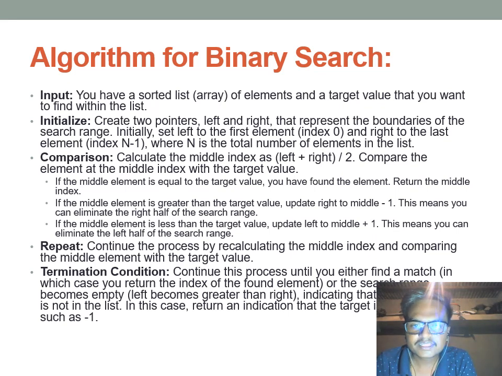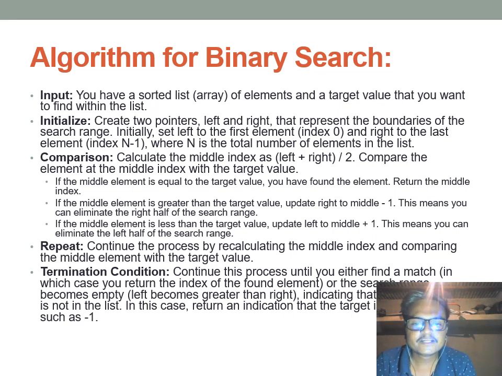If your middle element is equal to the target value, you have found the element and return the index. If the middle element is greater than the target value, then update right to middle minus 1. This means you can eliminate the right half of the search range because your middle element is greater than the target value. If the middle element is less than the target value, update left to middle plus 1. This means you can eliminate the left half of the search range because the target is not present there.